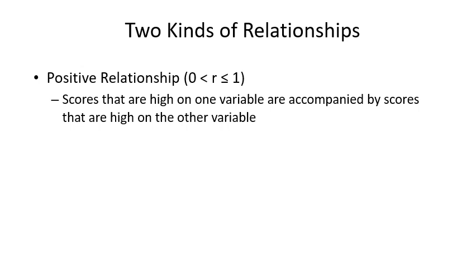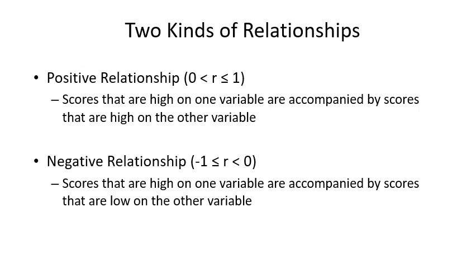As I already said, positive relationships are above 0 up to 1. That is where one variable goes up, the other variable goes up. Negative relationships are less than 0 all the way to -1. That's where high scores on one variable mean low scores on the other variable. You see 0 is not included here because 0 means there's no relationship, no correlation.